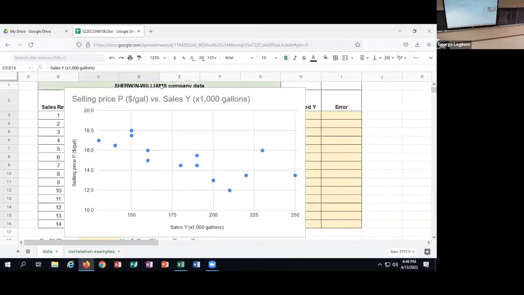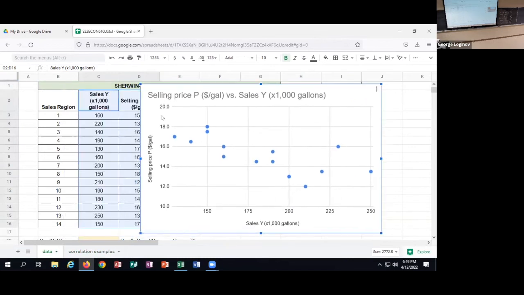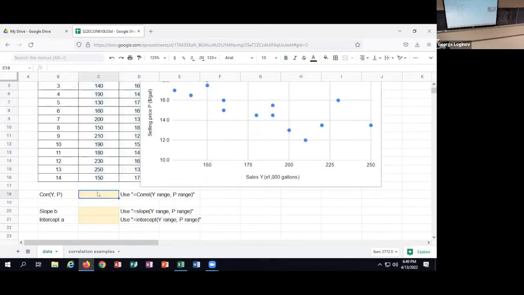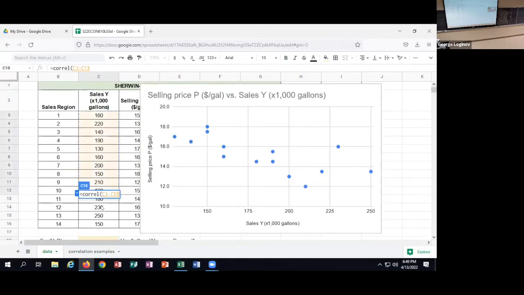We can do it at least 2 different ways. For once, if you look at my file here, there is what's called the correlation function. So you can simply type equals CORREL, and then you just need to highlight the 2 columns that you're using for 2 variables. You can see it.